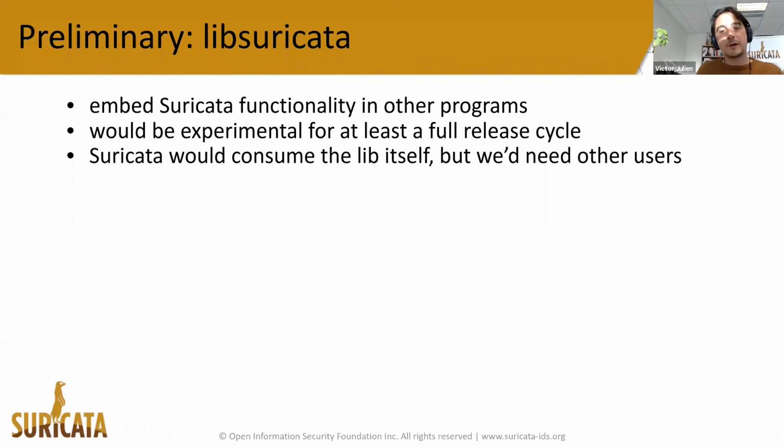libsuricata is something that we've been talking about a lot. So libsuricata would be a library version of Suricata. Suricata would be the first consumer of it, but the goal would be that other programs can use the Suricata library to build Suricata functionality into other programs. The typical example that we give would be something like a proxy server where the Suricata detection engine might be used, and then the Suricata rules would be used, and you would be able to use Suricata that way.